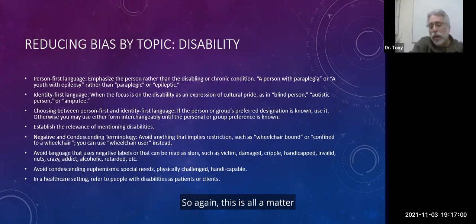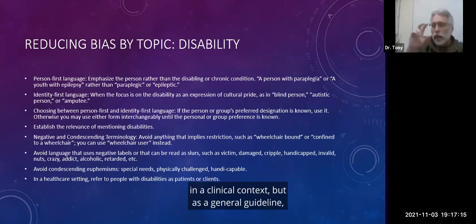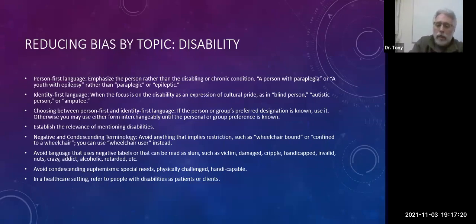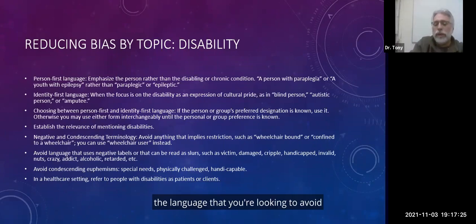So again, this is all a matter of increasing your sensitivity. Terms like alcoholic, I could be wrong about this, but I think it's a clinical term. So I think you probably should only use it in a clinical context. But as a general guideline, the language that you're looking to avoid is anything that comes across as negative or can be read as insulting or as a slur.